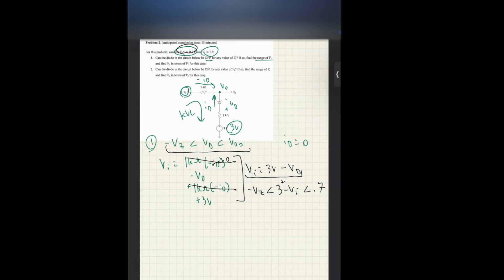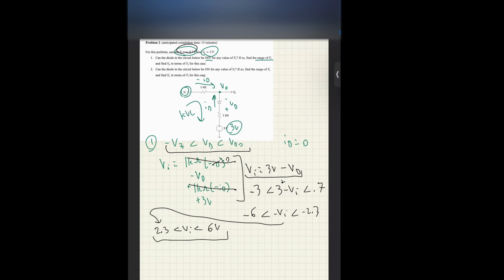Now we want to isolate VI, so we're going to subtract 3 from all the sides. Our VZ is actually equal to negative 3. So if we subtract 3 from everything, this is going to be negative 6 less than negative VI less than 7.7 minus 3, which is negative 2.3. Now we're going to change the sign for everything. So doing that, we end up getting 2.3 is less than VI, which is less than 6 volts.